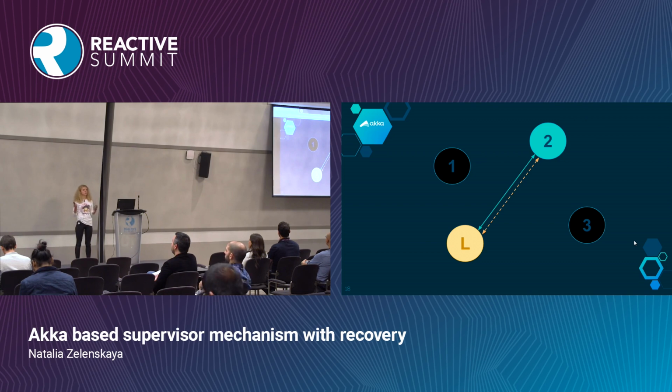Node number 4 and 2 will get this message that node number 3 has been successfully restored. This is a message that will be broadcasted among nodes of the cluster.